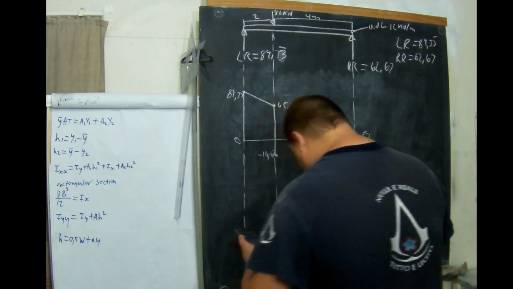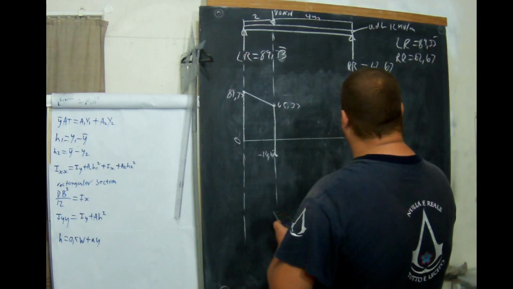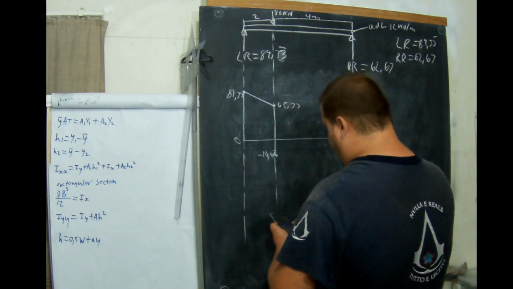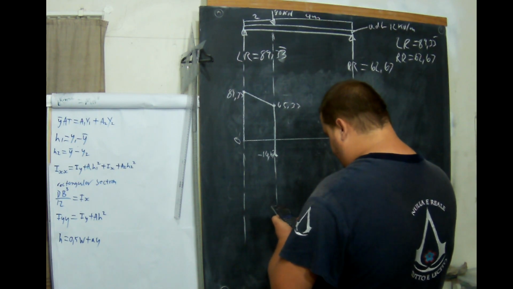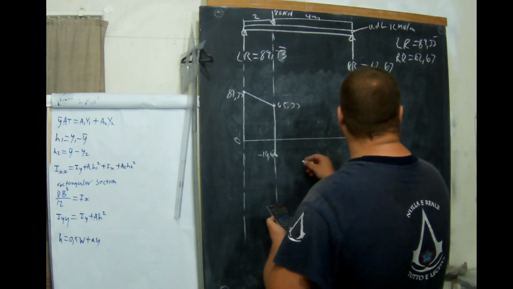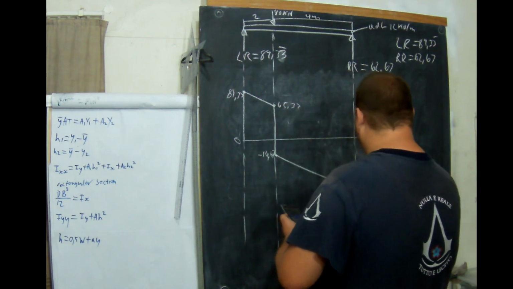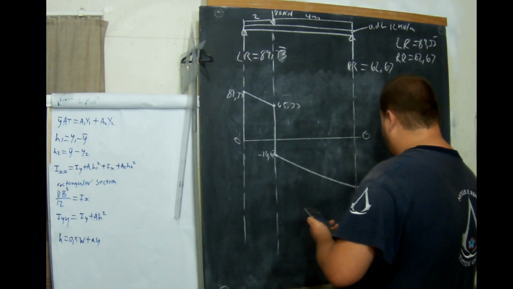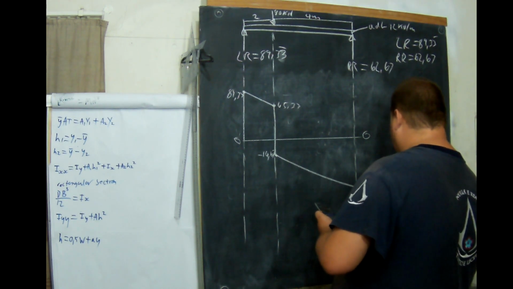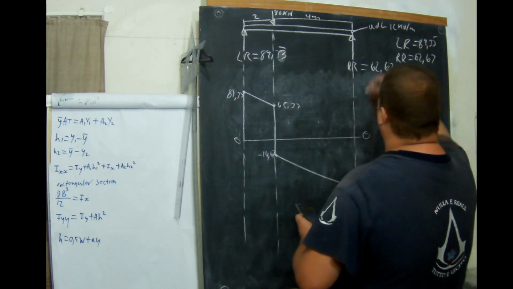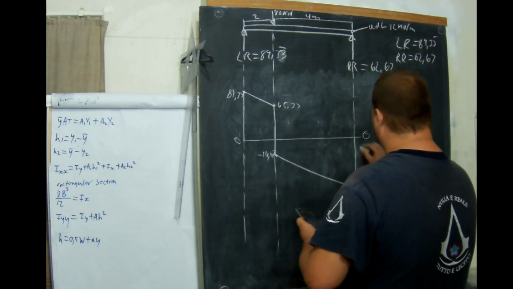Now we're going to go down again. Now 4 times 12. 4 12s are 48. So minus 48. And that gives us negative 62.67. Then at the top of the reaction, it comes back up to 0.